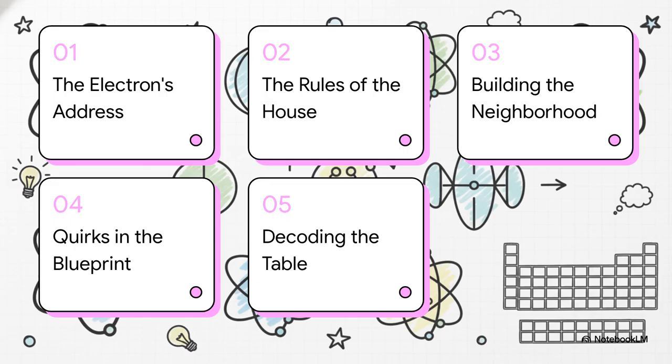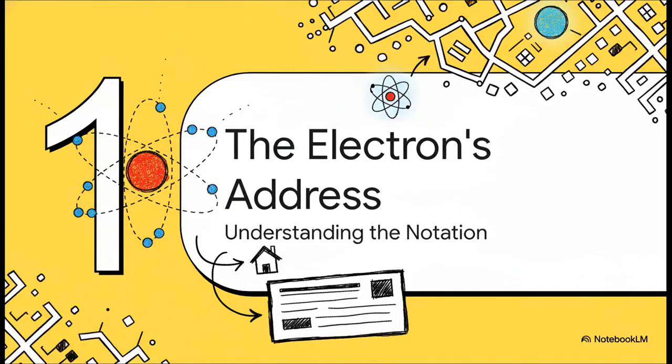All right, here's our plan for today. First, we're going to figure out an electron's mailing address. Then, we'll cover the strict rules of the house they all have to follow. After that, we'll actually build a few atomic neighborhoods, check out some weird quirks in the blueprint, and finally, see how this whole thing unlocks the biggest cheat sheet in all of science, the periodic table. Okay, let's jump right in with part one, the electron's address.